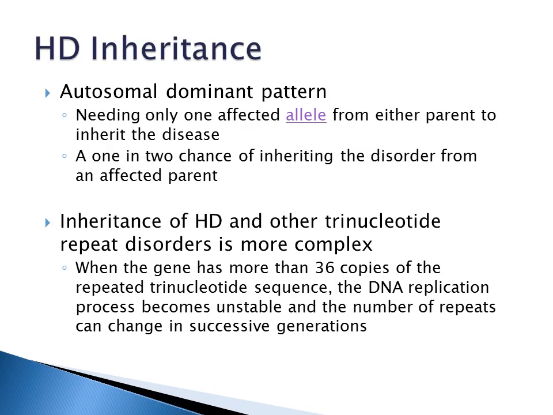It's inherited as an autosomal dominant disorder, and you need only one affected allele from either parent to inherit the disease. So there's a 1 in 2 chance or 50% chance of inheriting the disorder from an affected parent. However, the inheritance is a little bit more complex with these trinucleotide repeat disorders. In Huntington's disease, when the gene is more than 36 copies, the DNA replication process becomes unstable and the number of repeats can change in successive generations.